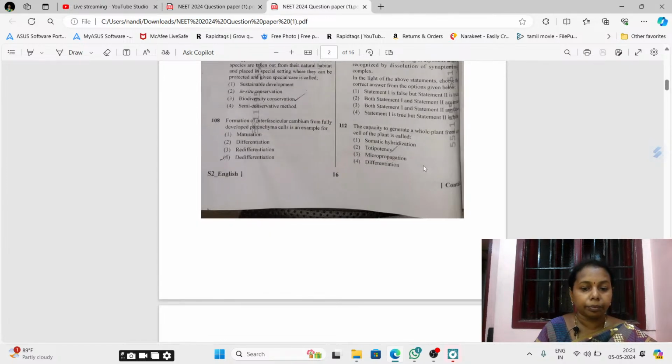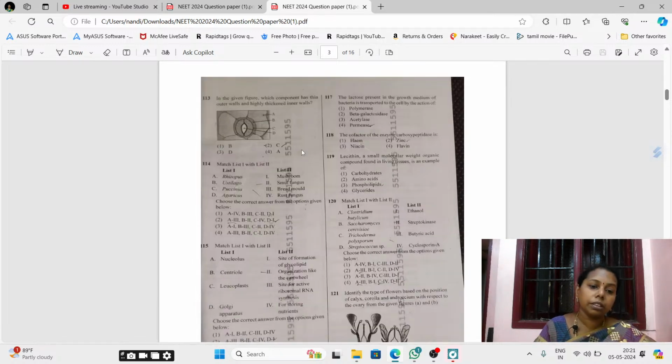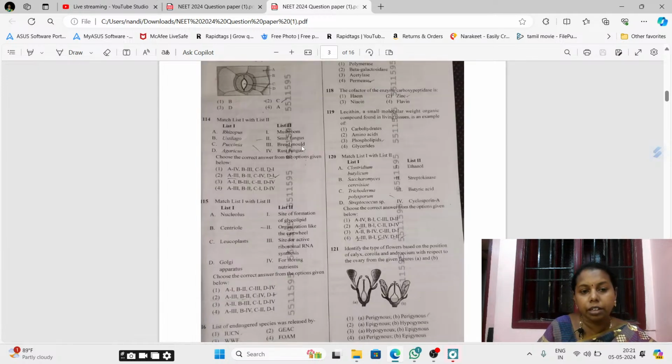Now, 113. The labeled part which has a thin outer wall and highly thickened inner wall, they are mentioning guard cells. So guard cell, also option C only. This time they have asked a diagram. Usually in previous years, diagrams were not given, if you see, children. So this year they have asked by giving a diagram. So option C is the correct answer.